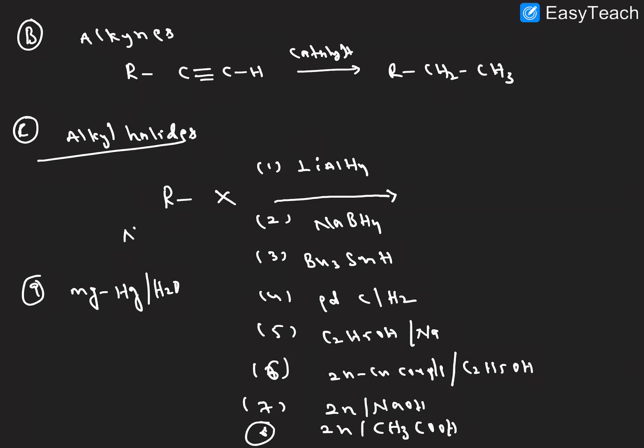The number of carbons here is n. Whatever the number of carbons is, n, the same number of carbons remains in RH. So the number of carbons is n here, and there is no carbon loss. These reagents are used to convert alkyl halide into alkane, but there are some exceptions.